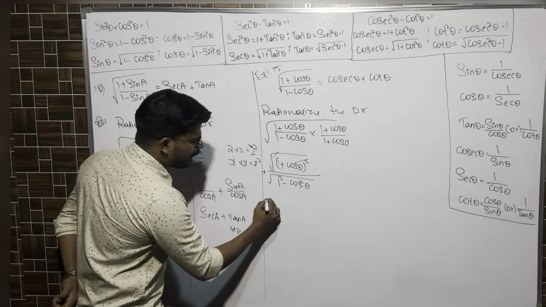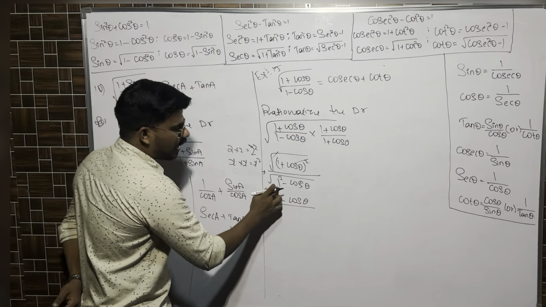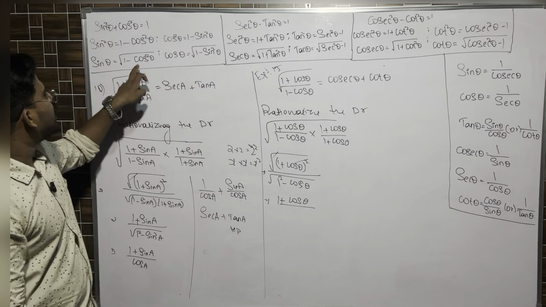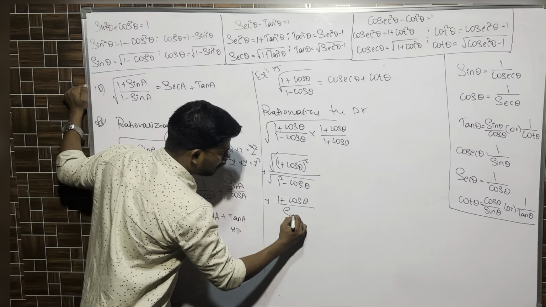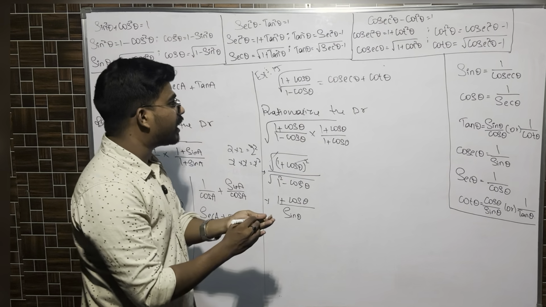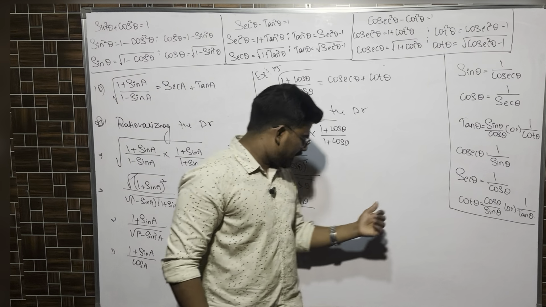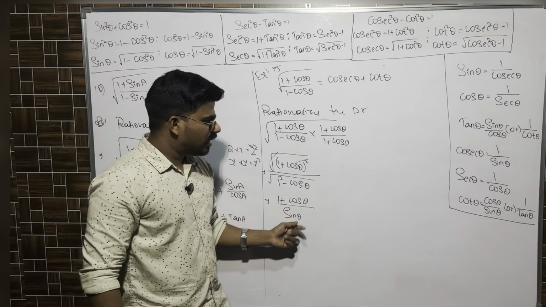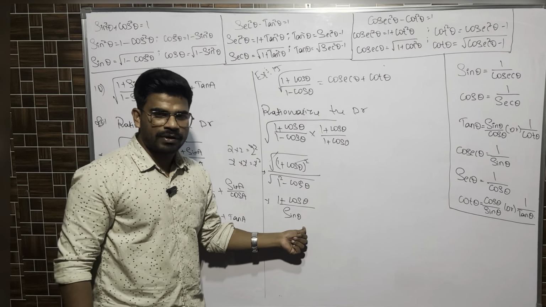I have in the numerator 1 plus cos theta by under root 1 minus cos square theta. Under root 1 minus cos square theta is sin theta. Another way of remembering is cosecant theta we have to get. What is the value of cosecant? 1 by sine. 1 is there in the numerator, we should get sine. And cot theta. Cot is cos by sine. Cos is already there in the numerator, we were supposed to get sine.